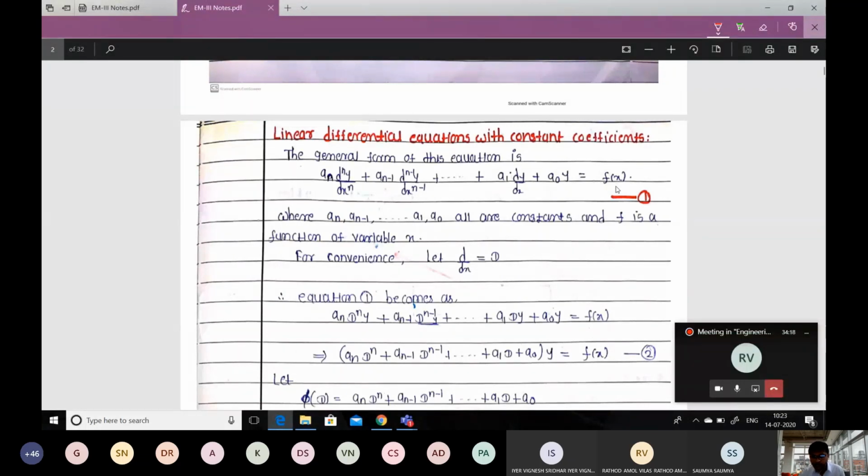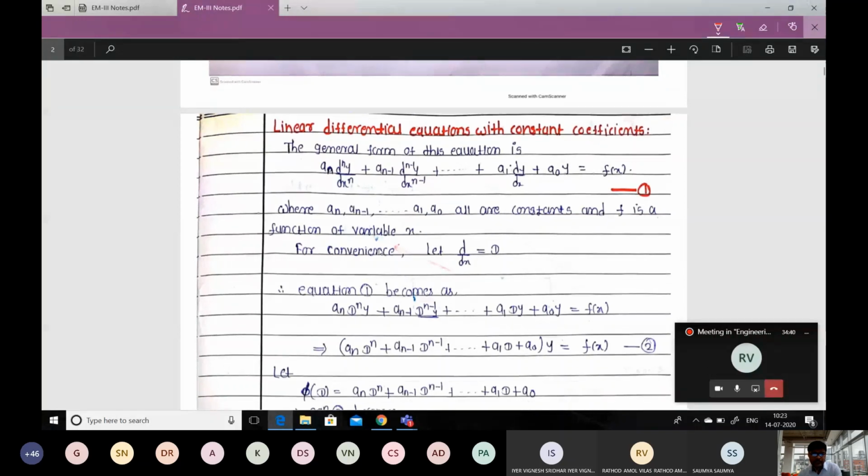So what about f of x? F of x can be any function. It can be a trigonometric function like sine, cos. It can be a transcendental function. It can be a polynomial, or it can be a mixture of some polynomial and trigonometric functions. So there is no restriction on f of x, but it should not include the dependent variable like y. And as for these constants, they are just constants.